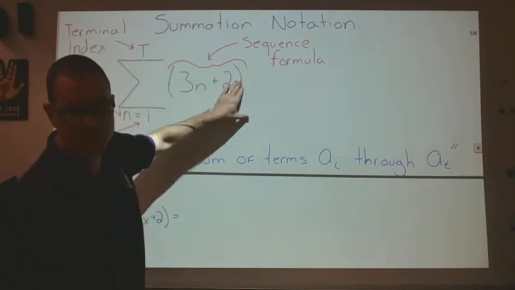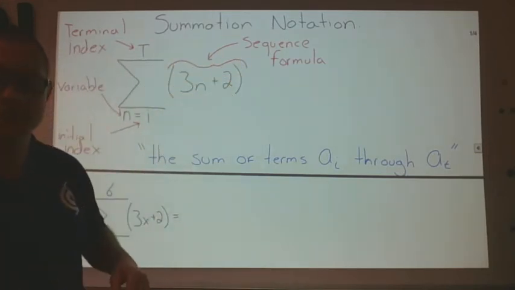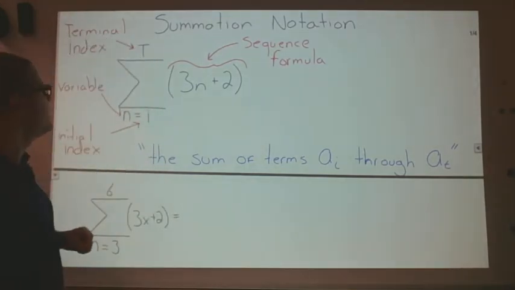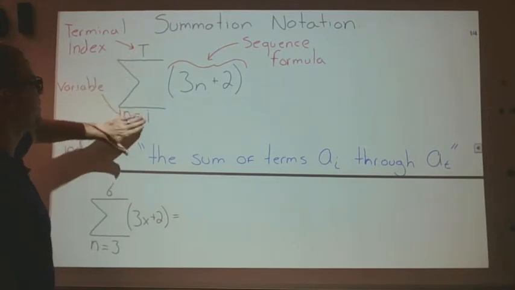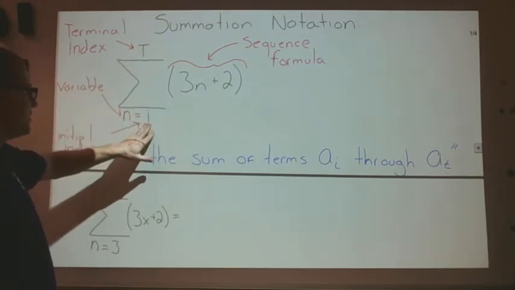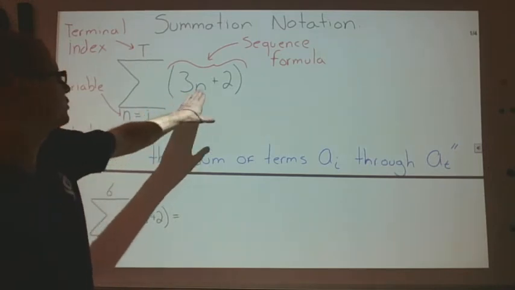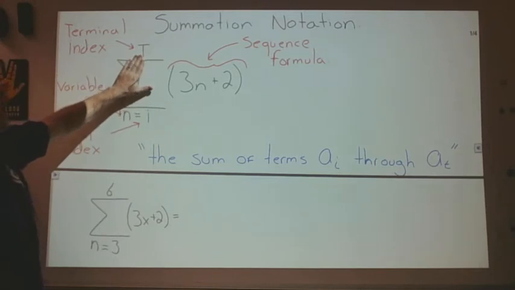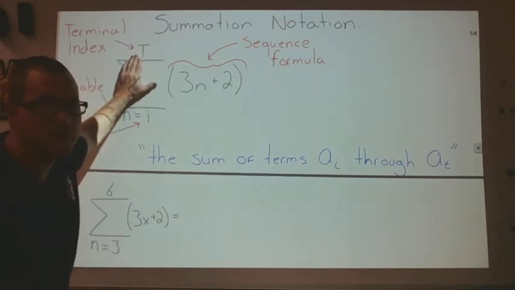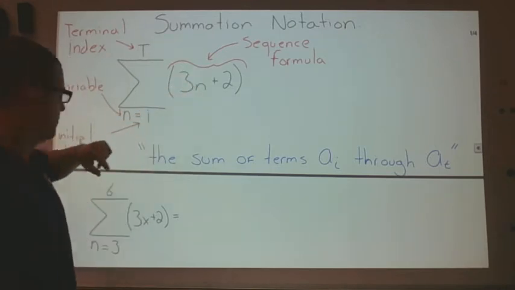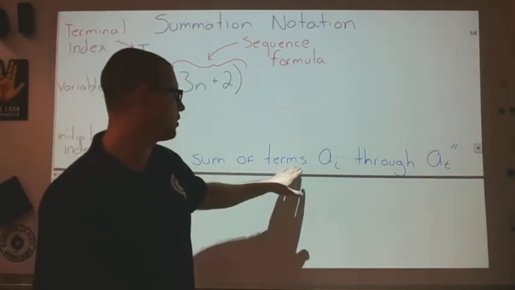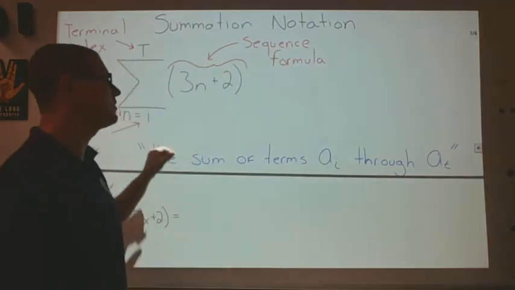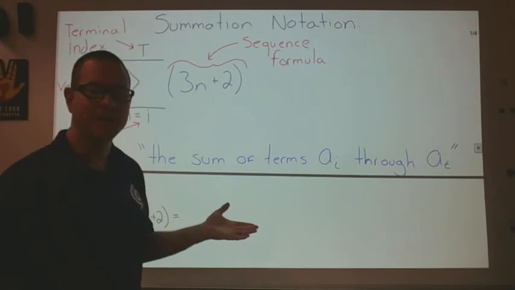In the sigma, you have a formula for the sequence, an explicit formula, saying if you plug in this index, you will get out this value. And on the sigma, at the bottom, you will have an initial index and sometimes a variable, so that should match the variable in your formula. And at the very top, your terminal index, or your final index, where you would stop. We would read this as the sum of terms a sub i through a sub t. And that's all it means. Just add the terms a sub i to a sub t.